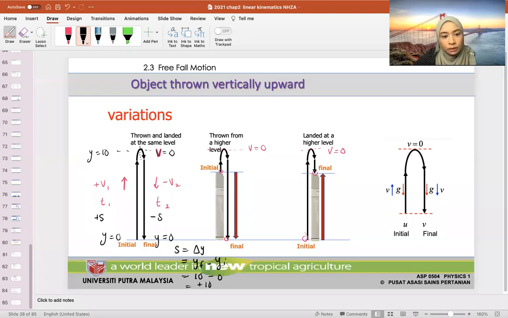But if I'm going down, my initial point is over here and my final is here. So my initial is 10. So S equals delta Y, Y final minus Y initial. This is S2, this is S1. Y final is 0. And my Y initial, I started from here, is 10. So now my S becomes negative. Okay, so this is how you can make sense of why the displacement is positive and why it is negative.